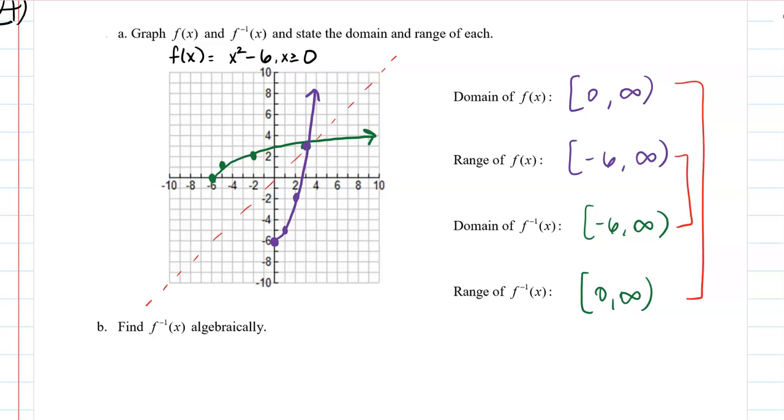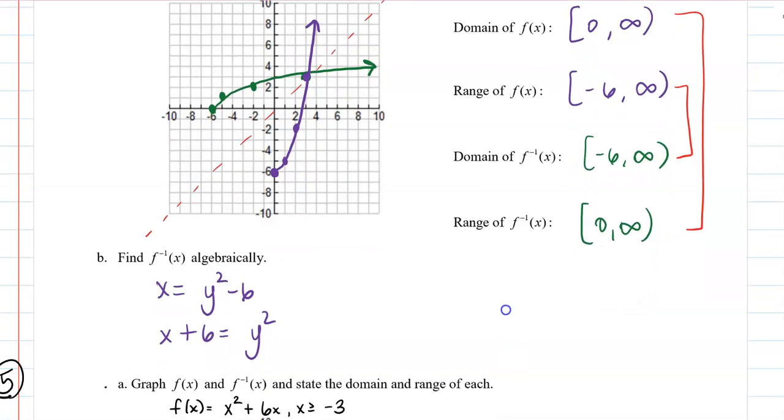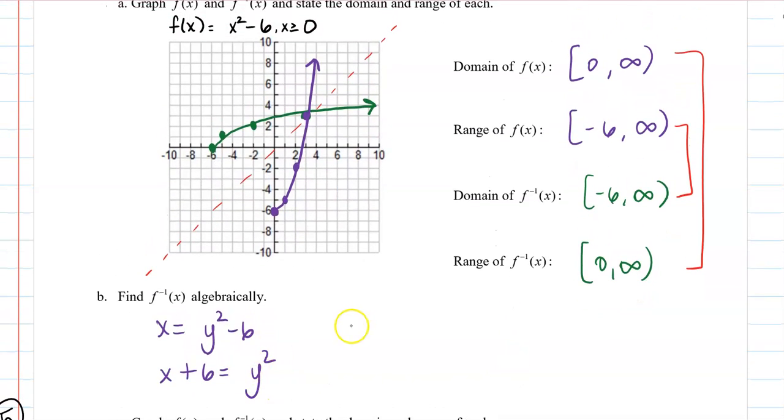All right, so our next step is to solve for the inverse algebraically. So switch x and y, solve for y. And this time, you have to take square roots. And remember that anytime you take a square root, you need to remember the plus or minus. So we have plus or minus the square root of x plus 6.